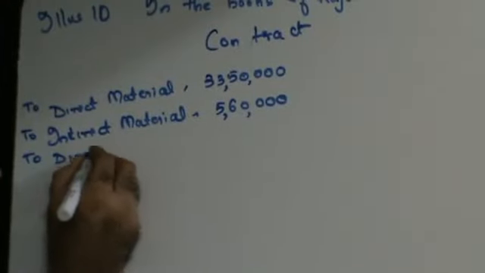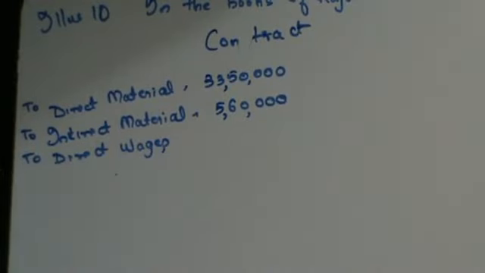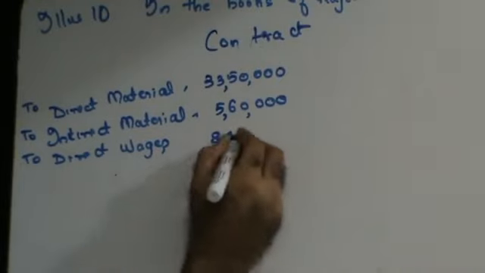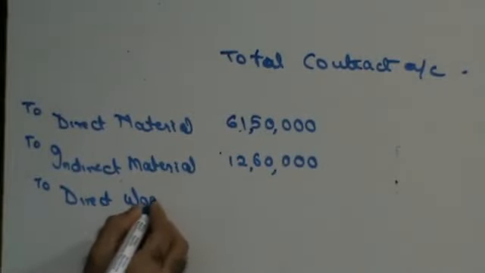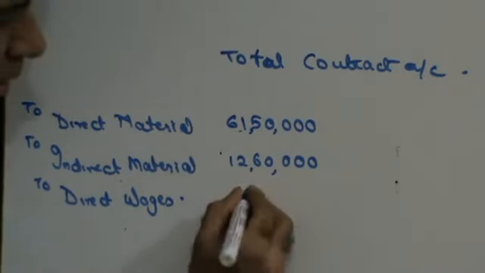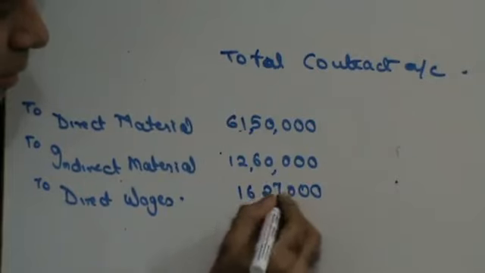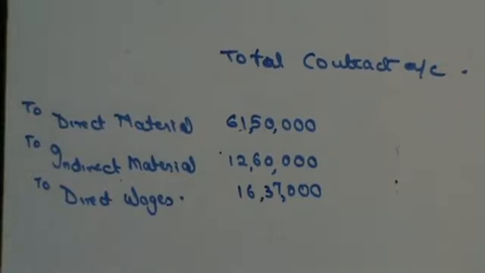To direct wages. Direct wages is given to you as 8,42,000. Now, direct wages in the total contract is 8,42,000 plus 7,95,000. Someone tell me? 16 lakh 37,000. Yes, 16,37,000.